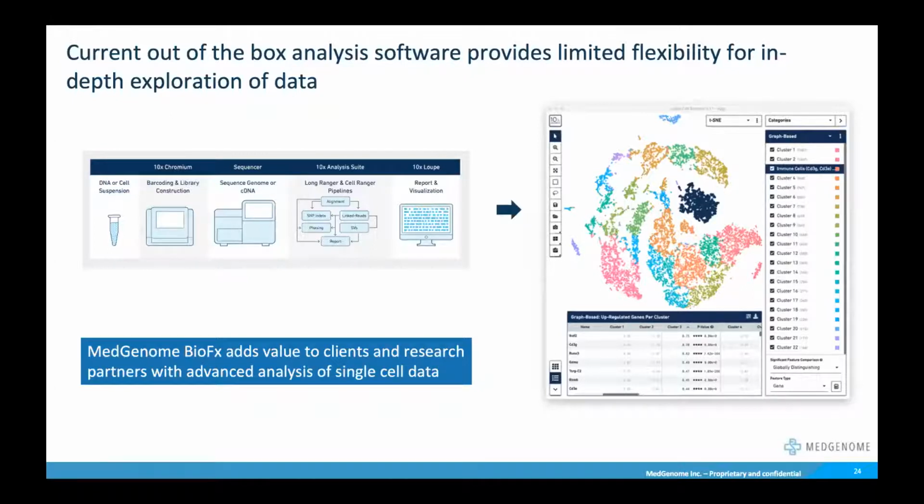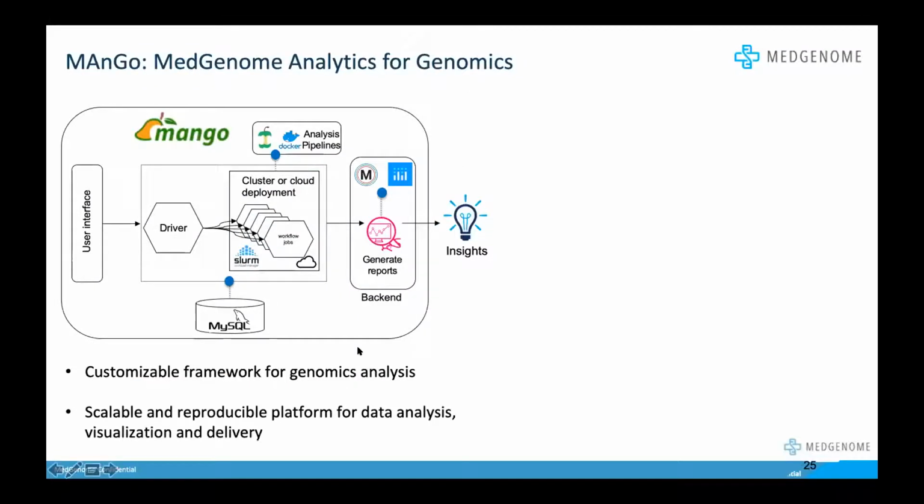MedGenome has been working tirelessly in the last few years, using its extensive bioinformatics and biology expertise to build solutions that add value to clients and research projects by building an analysis platform which we call Mango, MedGenome Analytics for Genomics, which is a customizable framework for genomics analysis. What this means is that we can take platform agnostic software solutions that have been hosted in containers such as Docker or Nextflow or Conda packages, or even in-house developed software pipelines.